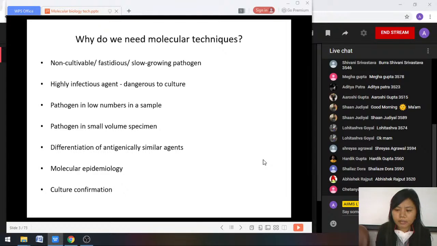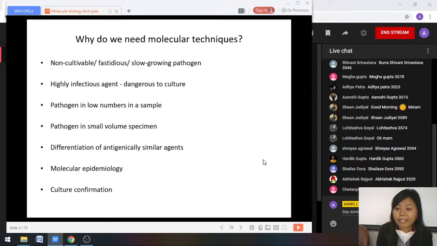Because the traditional methods all have certain lacunae which have been missing, and molecular techniques fill that gap, right? Because many pathogens, we know, are non-culturable, they're very fastidious, that is, they require certain special ingredients to grow. Some are very slow growing, right? If a TB culture can take 4 weeks, you cannot wait 4 weeks for your diagnosis and for therapy.